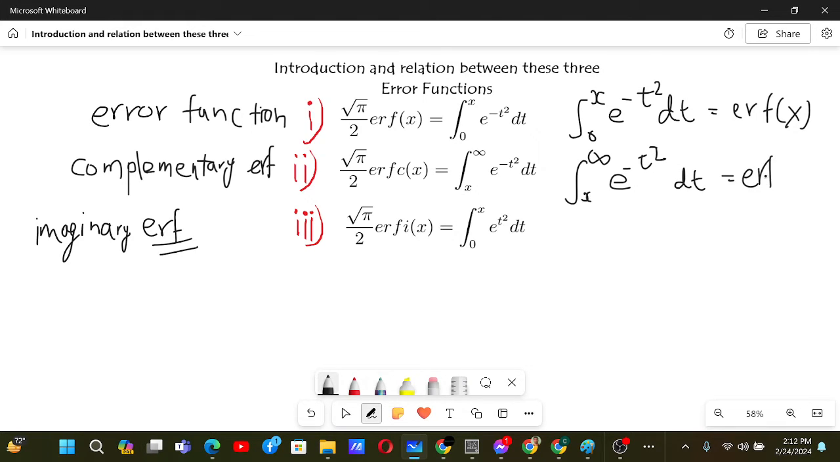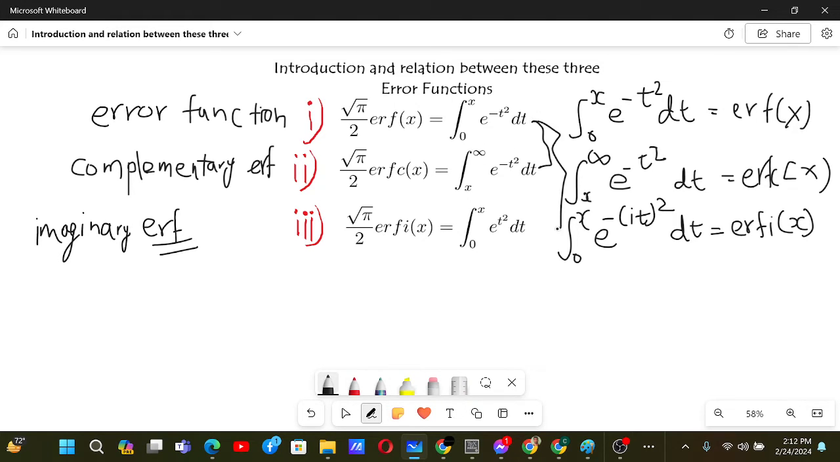And if instead of minus we have t square, we can also see this as e to the power minus of it square. Because there's an i now, that's why we call it the imaginary error function. Now we will try to see the relationship between these functions. First of all, these two and then these two.